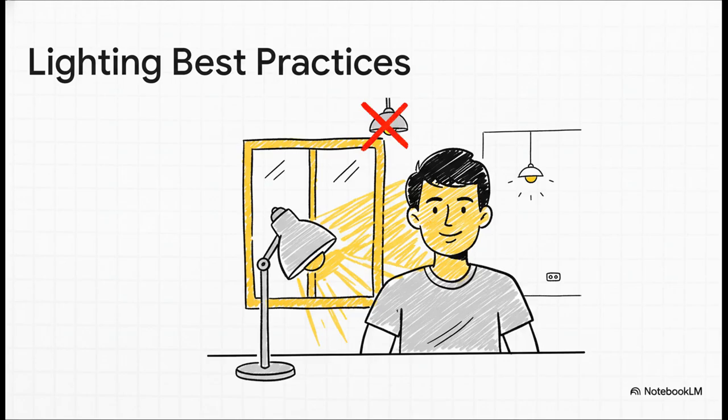So, here's the secret. Your main light source has to be in front of you. That's it. It could be a window you're facing or even just a simple lamp you put on your desk behind your screen. Generally, bigger, softer light is always better. And a quick tip, keep the other lights in the room on. That'll fill in the shadows and give you a much more natural, balanced look.